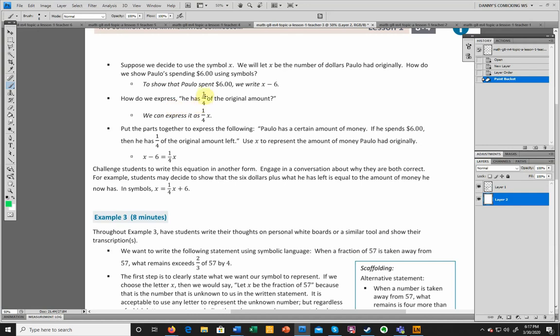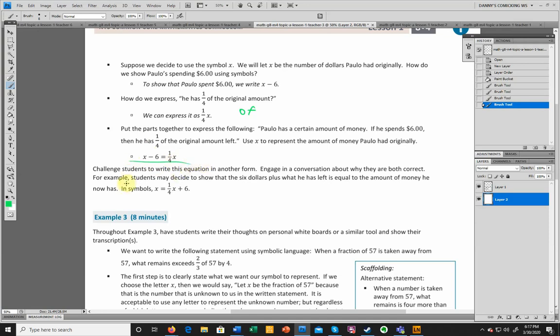How do we express he has 1/4 of the original amount? We can express it as 1/4 of x. So remember, of means to multiply. So we say this as 1/4 of x. It means 1/4 times x. Put the parts together to express the following. Paulo has a certain amount of money. If he spends $6, then he has 1/4 of the original amount left, or 1/4 of x. Use x to represent the amount of money Paulo originally had. x minus 6 equals 1/4 of x.